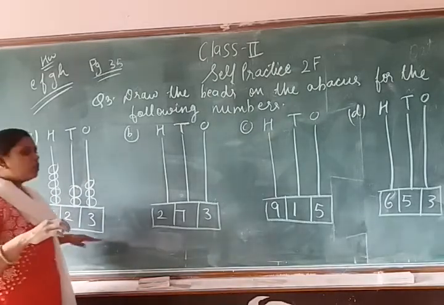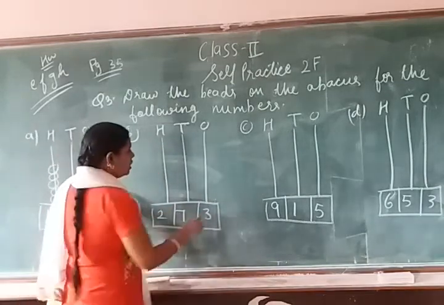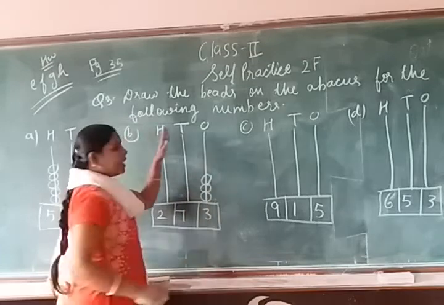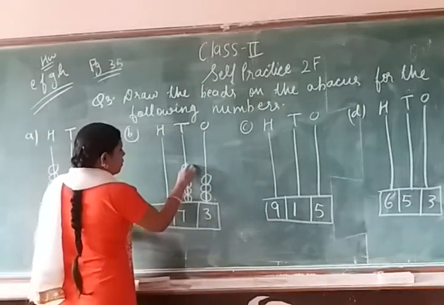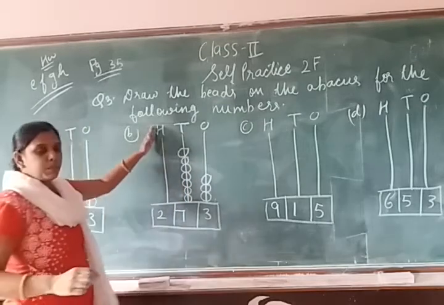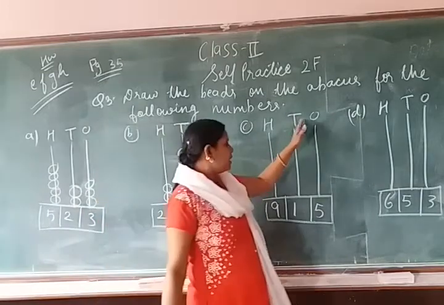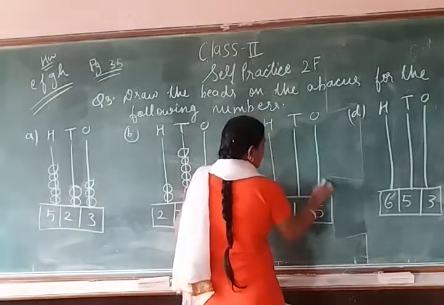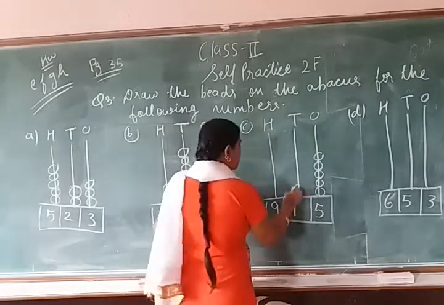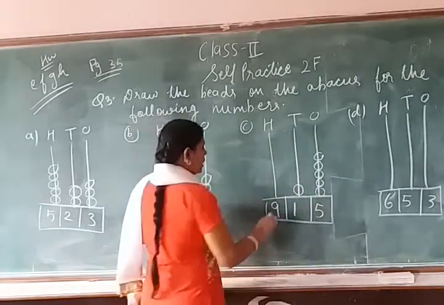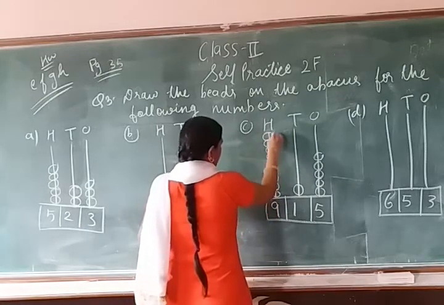In the same way we will do rest of the questions also. Ones place digit 3, so 3 beads. Tens place digit 7, so 1, 2, 3, 4, 5, 6, 7. 100 place digit 2, 1, 2. Next, ones place digit 5. 1, 2, 3, 4, 5. Tens place digit 1. 100 place digit 9. 1, 2, 3, 4, 5, 6, 7, 8, 9.